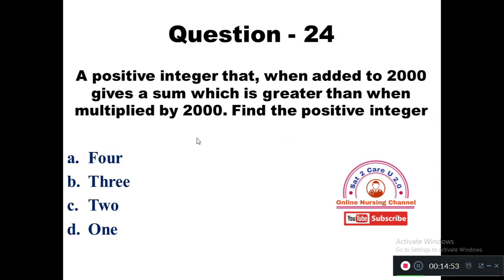Question number 24. A positive integer that when added to 2000 gives a sum which is greater than when multiplied by 2000. Find the positive integer.